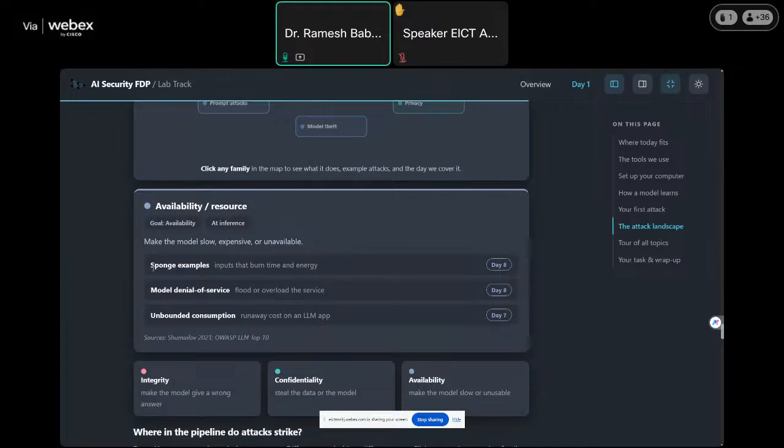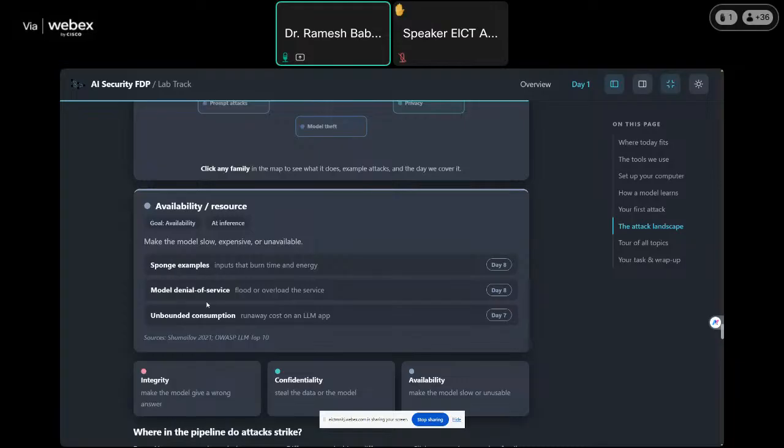The first one is sponge examples. What is it about? You give a query whose sole purpose is not to generate some output, but to burn the compute time and energy of the model. It is very popular for reasoning models, because reasoning models generate a large number of tokens before answering, with the help of mechanisms like chain of thought or test time compute and others. You give such a query which is going to burn a lot of compute. These are your sponge example attacks.